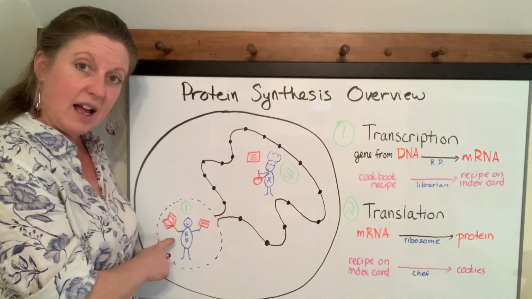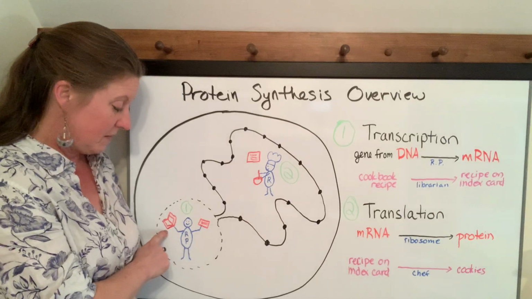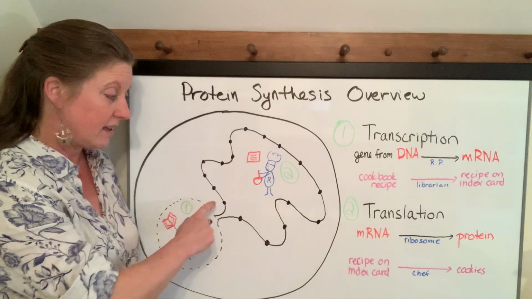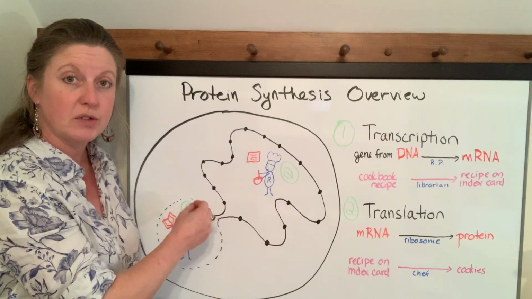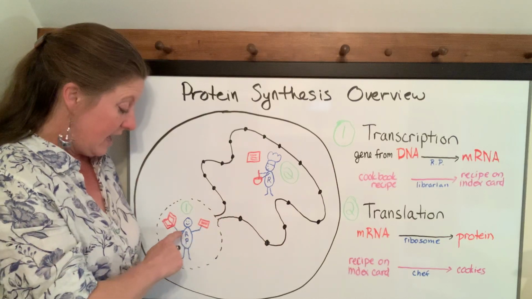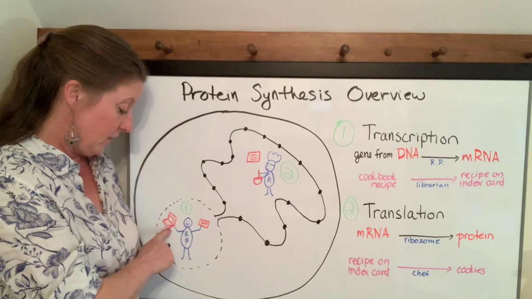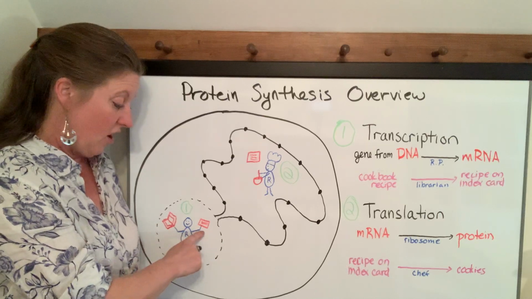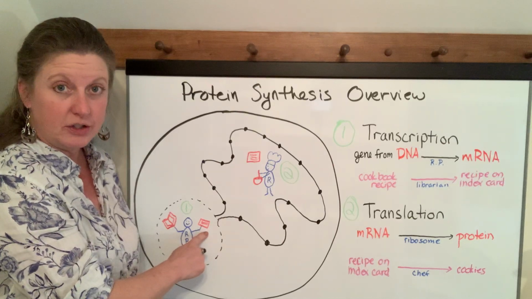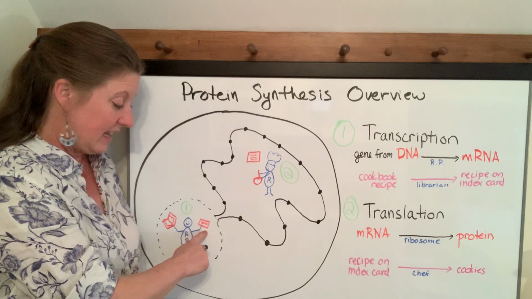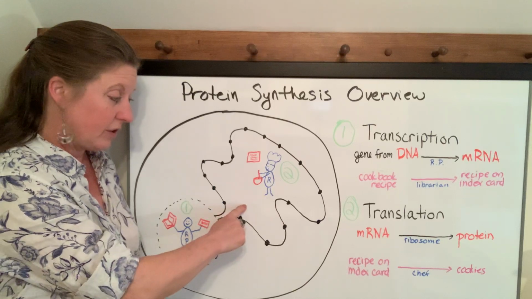Now, RP decides that it would be good to have some chocolate chip cookies around. So, since the cookbook can't leave the nucleus, and the kitchen is out here where the ribosomes are, remember the ribosomes are the structures that actually make proteins, the way that RP is going to get these chocolate chip cookies made is to first make a copy of the recipe onto an index card. Index cards don't last very long, but they don't need to because they're not the originals. And the index card, which in this case is mRNA, is able to leave the nucleus.